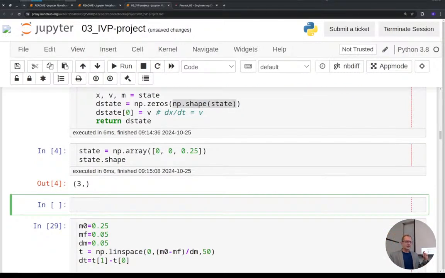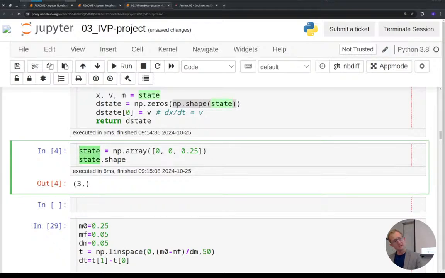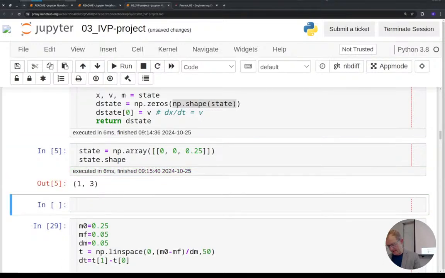So for NumPy, we can have as many dimensions as we want. In this case, we have 1 dimension with 3 values in it. Would it not match that shape anyway if we just didn't put in that d state shape? Yeah. If you want to match MATLAB kind of syntax, you can put 2 brackets in there, and now it's 1 row, 3 columns.